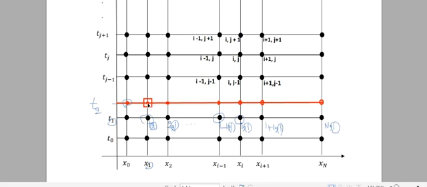This point is related to x1, okay? Please be careful. This point is related to x1. I mean, x1 and related to t2.